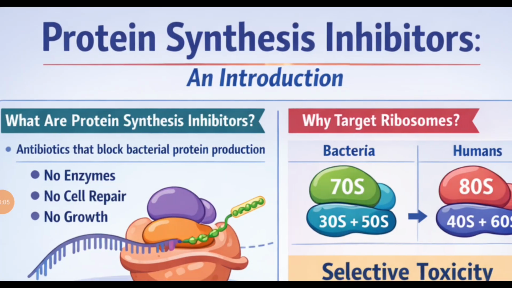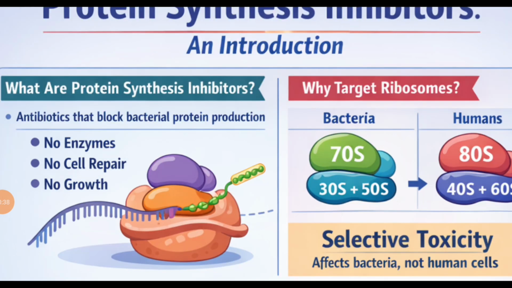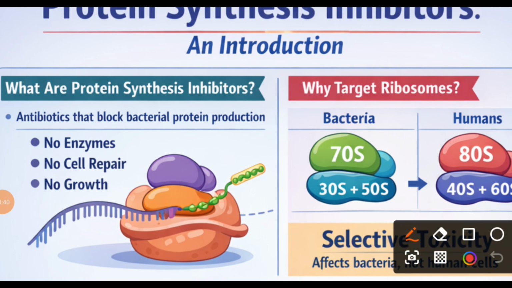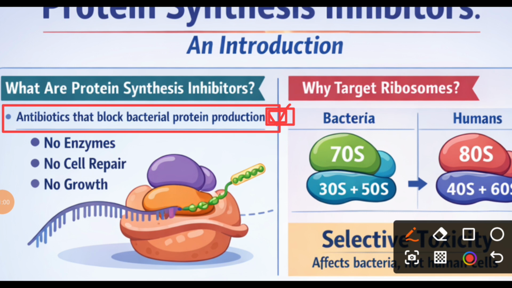Today is my 15th lecture and today's topic for discussion is protein synthesis inhibitors. What are protein synthesis inhibitors? Protein synthesis inhibitors are drugs that block bacterial protein production. You all know that whenever there is no protein, there will be no enzyme, as all enzymes are made of proteins. There will be no cellular repair, because cell repair requires protein, requires enzyme, and when there is no enzyme and no cell repair, there will be no bacterial growth.